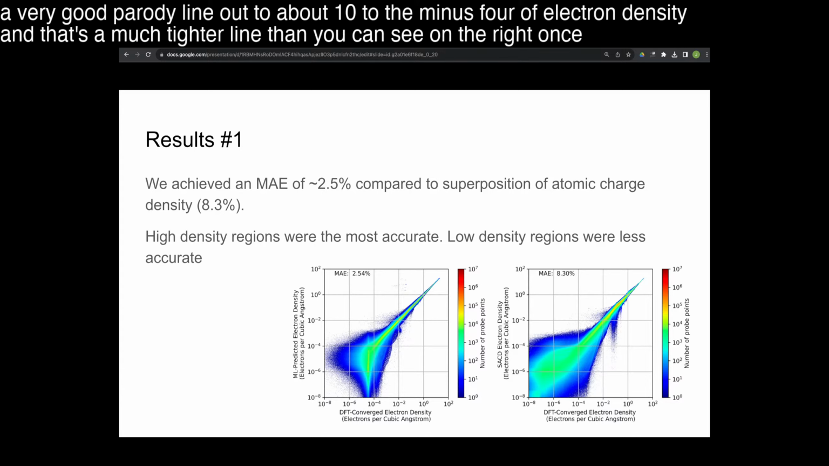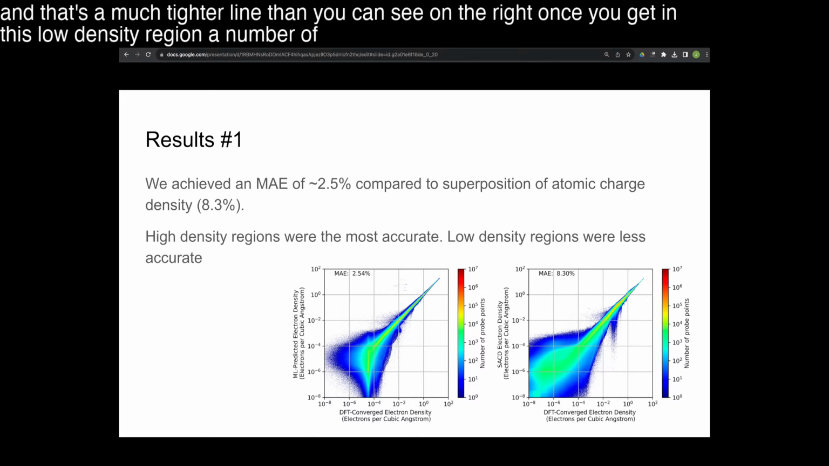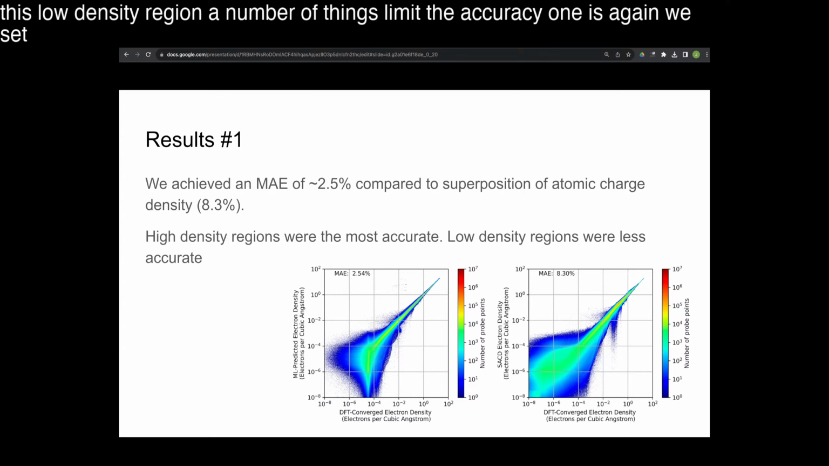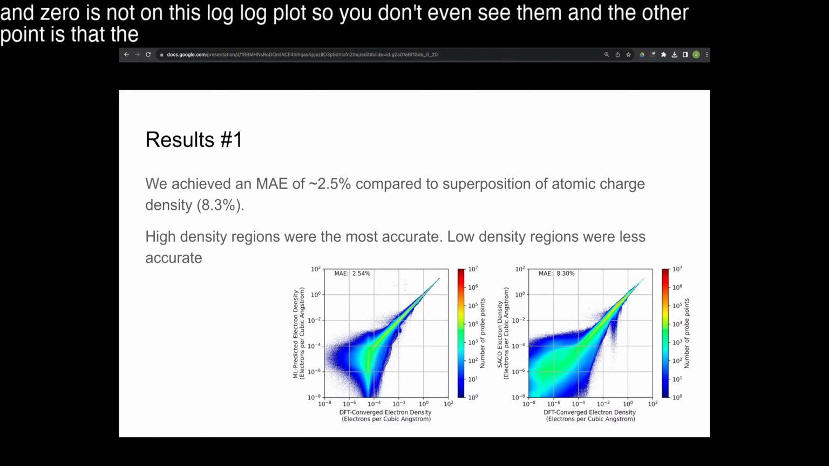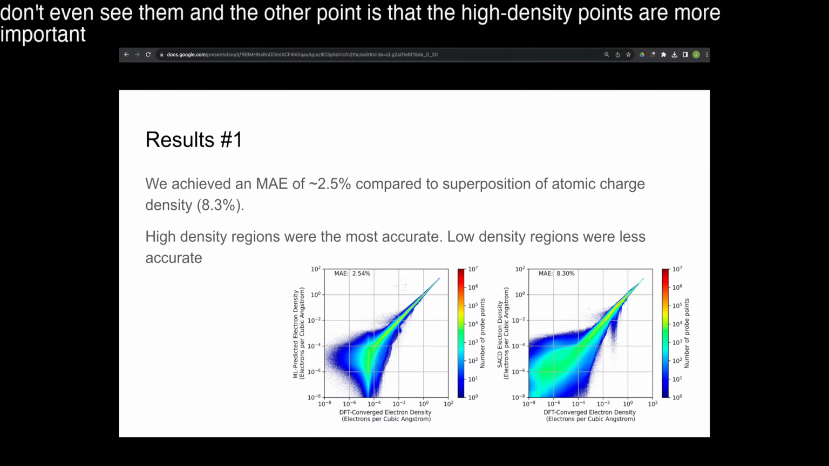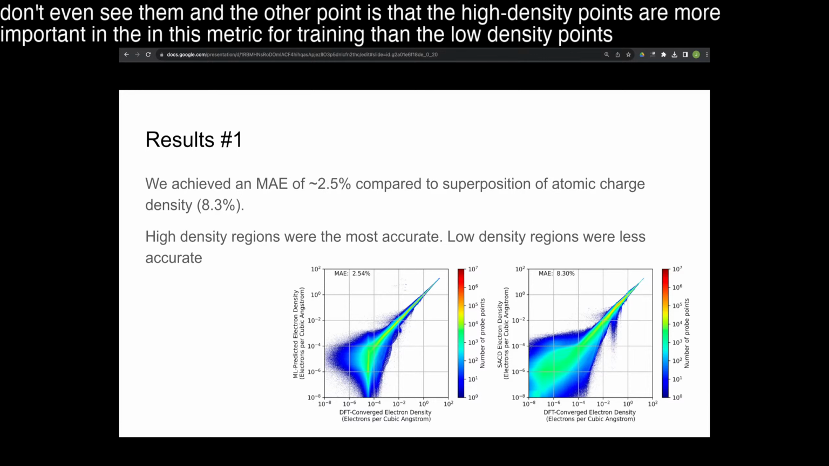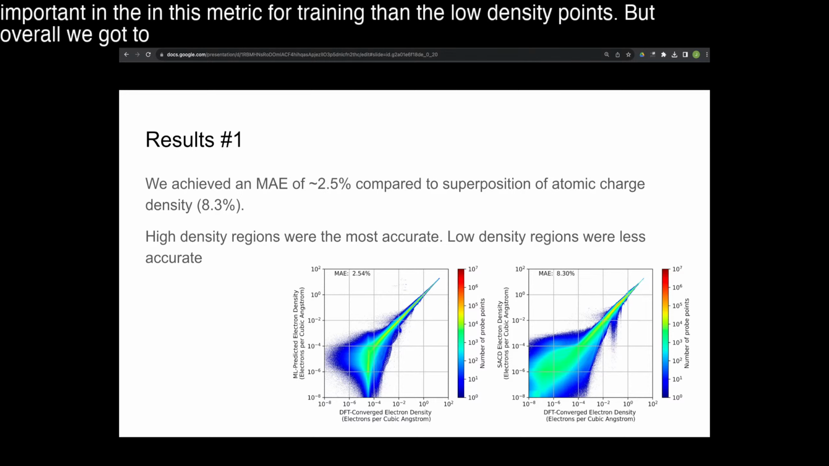Once you get in this low density region, a number of things limit the accuracy. One is, again, we set some points to be 0 once they got far enough away, and 0 is not on this log-log plot, so you don't even see them. And the other point is that the high density points are more important in this metric for training than the low density points. But overall, we got to about 2.5% error on that.